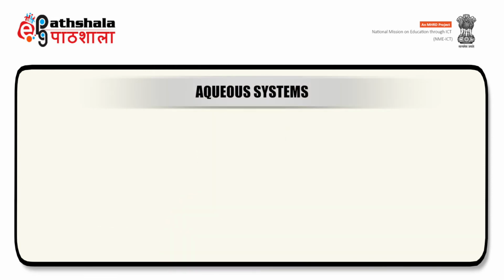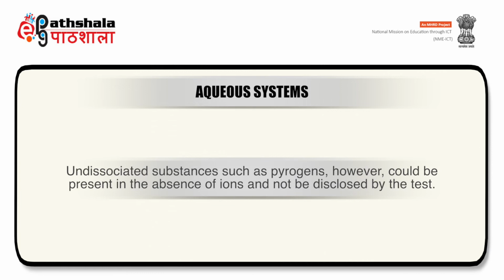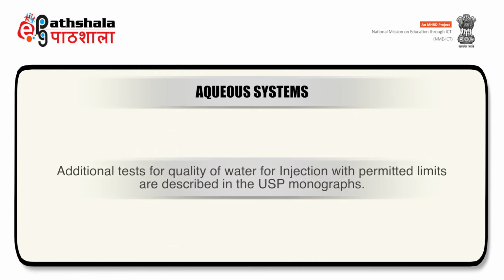The validity of measurement as an indication of purity of water is inferential, in that methods of producing high purity water like distillation and reverse osmosis remove undissociated substances along with those that are dissociated. Undissociated substances like pyrogens, however, could be present in the absence of ions and not be disclosed by the test. Therefore, for contaminants other than ions, additional tests should be performed. Additional tests for quality of water for injection with permitted limits are described in USP monographs.